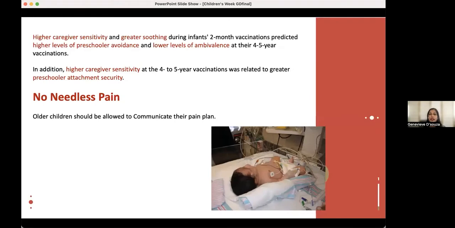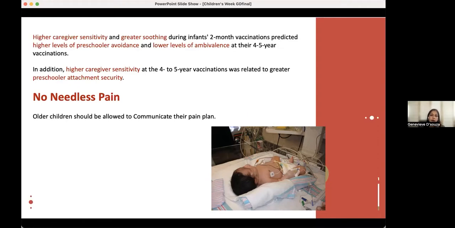You do need higher caregiver sensitivity and greater soothing during an infant's 2-month vaccinations, which is associated with higher levels of preschooler avoidance and lower levels of ambivalence. And subsequently, at every exposure of these children, you want to give them greater sensitivity. We call it no needless pain. Even at LPCH, we have gone through so many encounters. We have gone through the Buzzy, ouch list. We have a pain plan that's listed right when they come into the hospital on how these children want their pain treated. We ask the parent. We want older children to be allowed to communicate their pain plan.